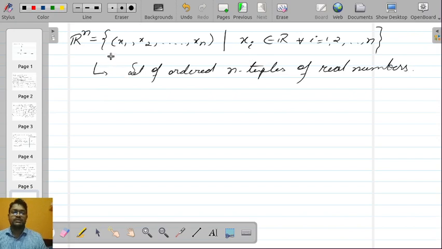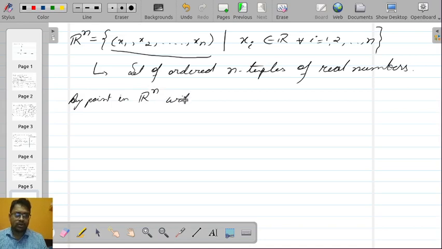Now we will try to define some operations on this set. Already we have the idea of matrices, and we can define some operations on this set, say addition. How do we add 2 n-tuples? How do you subtract 2 n-tuples? So let us define. Any point in R to the power n will be called a vector.